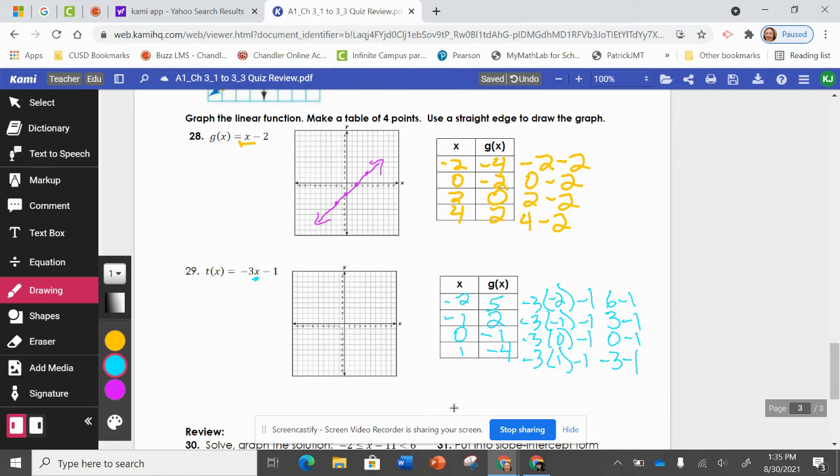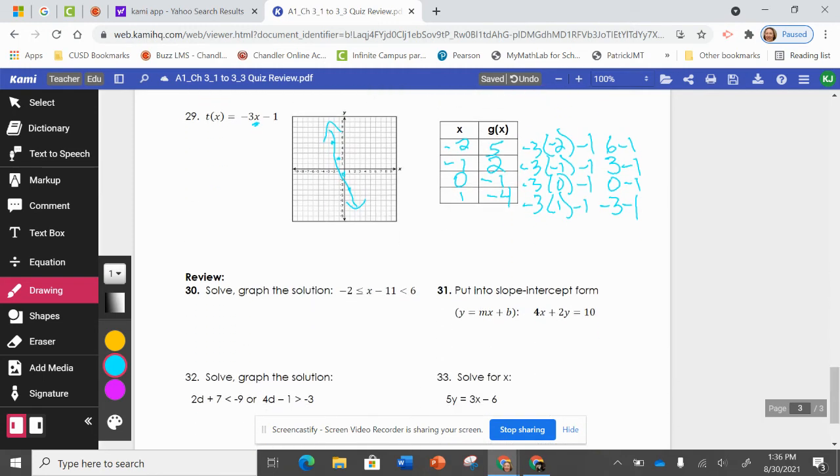Plotting that on my graph, I have (-2, 5), (-1, 2), (0, -1), and (1, -4). Oops, sorry about my line not being terribly straight there. I don't have a straight edge to put on my computer. But in a nutshell, that is our graph for 29.